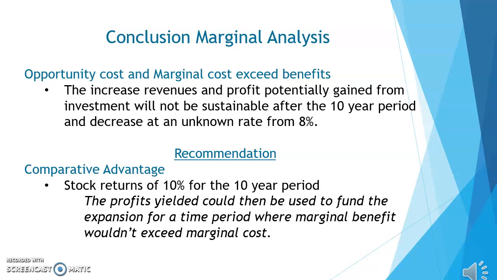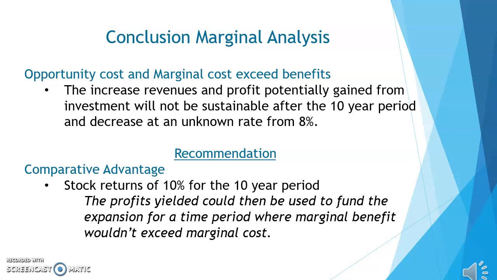Remember, we talked about the law of diminishing profits. After the 10-year period, we do not know what we will lose in profit at what rate from that initial 8%. It can go from 8% to 2%. We do not know. So, as a recommendation, I am recommending a comparative advantage.